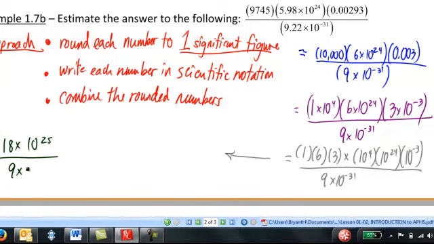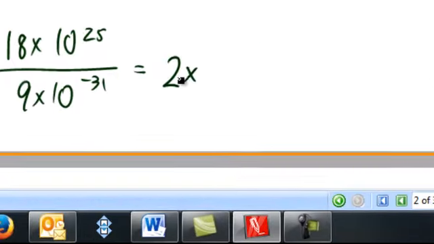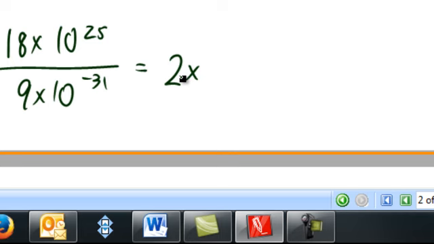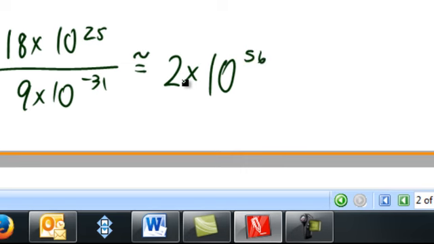Downstairs I have 9 times 10 to the minus 31. And now what I do is I see 18 divided by 9 is equal to 2. 10 to the 25 divided by 10 to the minus 31 is equal to 10 to the 25 plus 31. So my final answer is 2 times 10 to the 56th power.